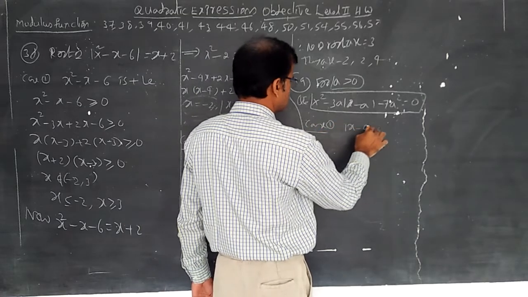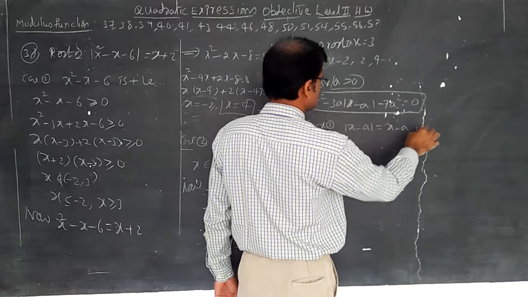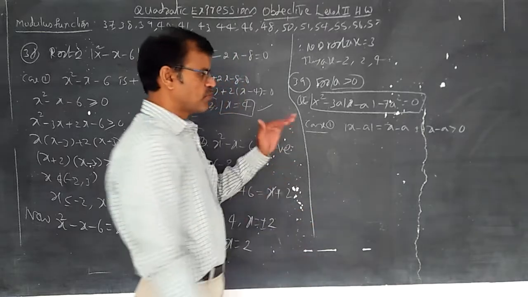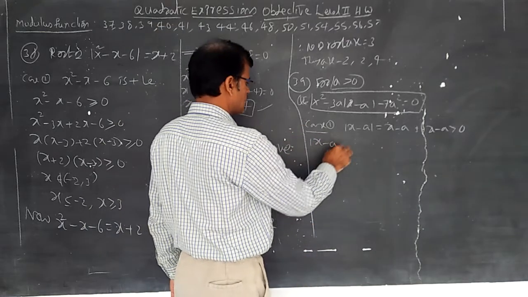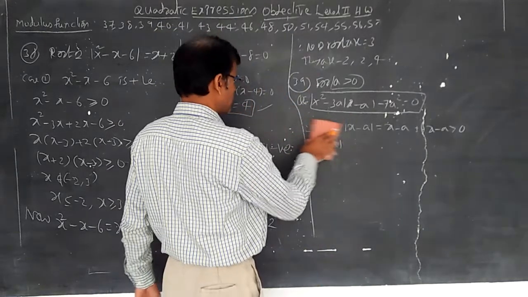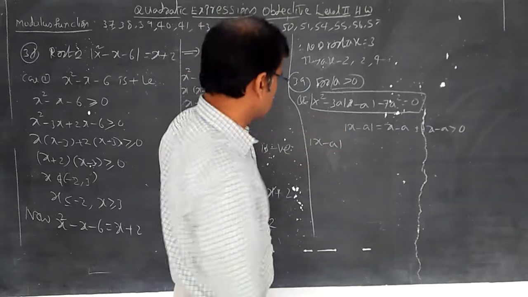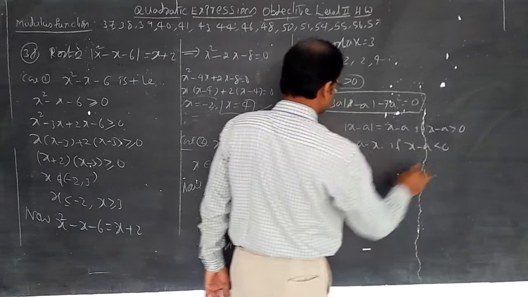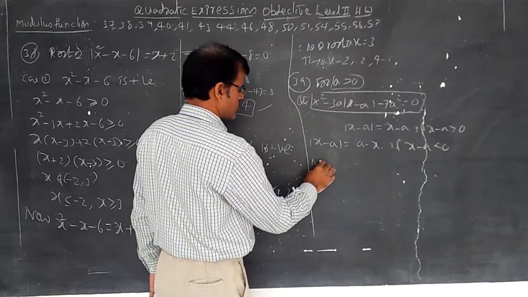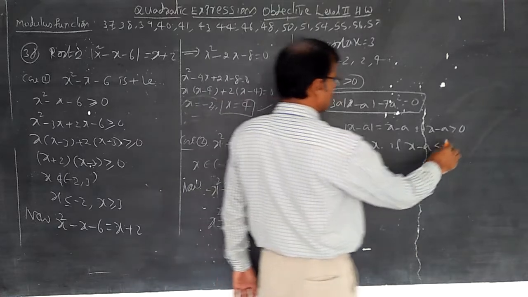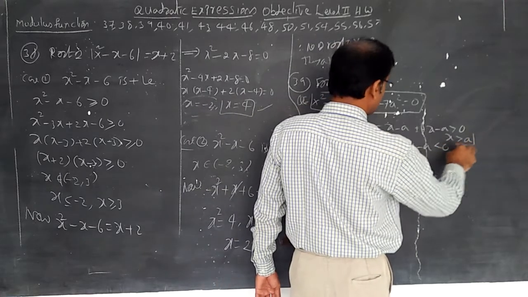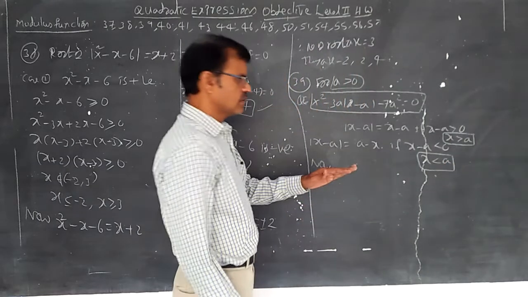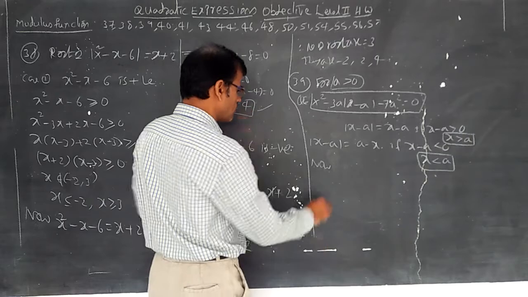Case 1. Modulus of x minus a is equal to x minus a if x minus a is greater than 0, so it is positive. Simply, by the theory, modulus of x minus a is equal to a minus x if x minus a is less than 0. If it is positive, the x value greater than a you should consider. If it is negative, the x value is less than a. Here x greater than a, x less than a you should consider.